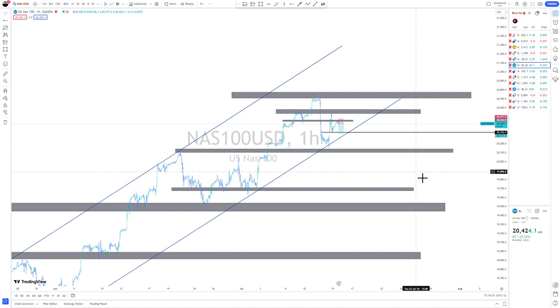So this is how Nas is looking for the week. Gold and Nas, they look bullish this week, and we'll see. Maybe I'll try to make a reflection on the weekend just to see how the charts moved, and also an outlook for the following week.